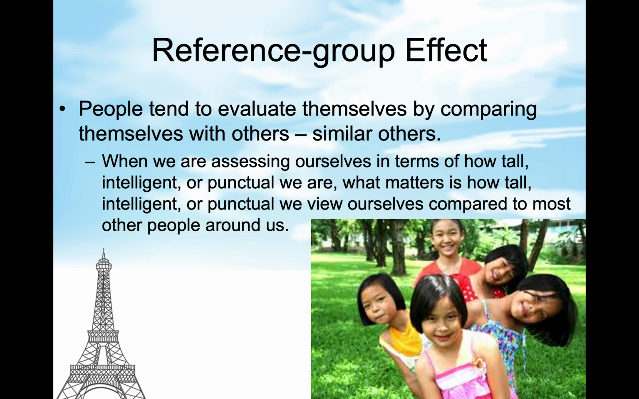We compare ourselves with the people that we went to school with. When we were fifth graders, it was all the fifth graders that we compared ourselves with. We didn't compare ourselves with the seventh graders. We certainly didn't compare ourselves with third graders because they were younger and older than we were, and they weren't anything like us. When we are assessing ourselves in terms of how tall, intelligent, or punctual we are, what matters is how tall, intelligent, or punctual we view ourselves compared to most other people around us.